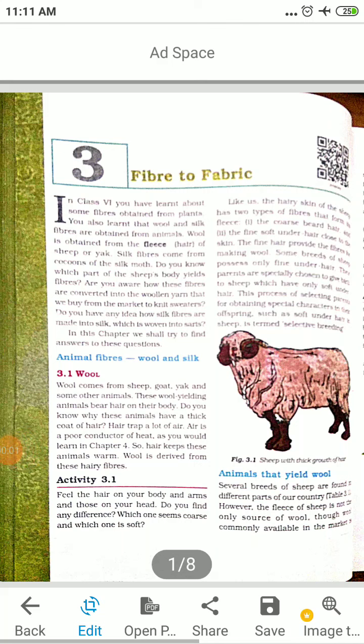Sairam children, today we will be starting science lesson number 3, fiber to fabric.